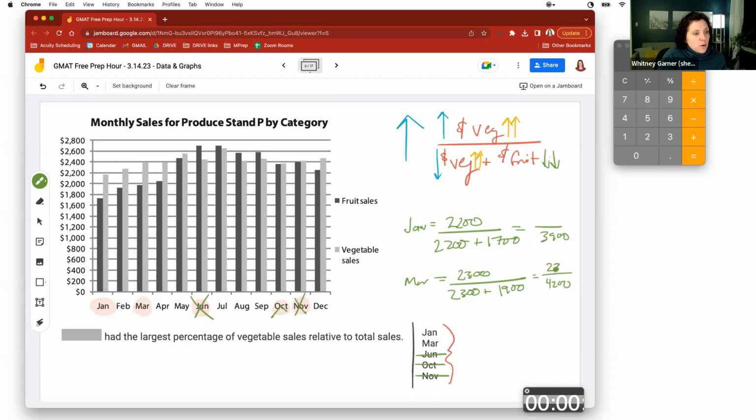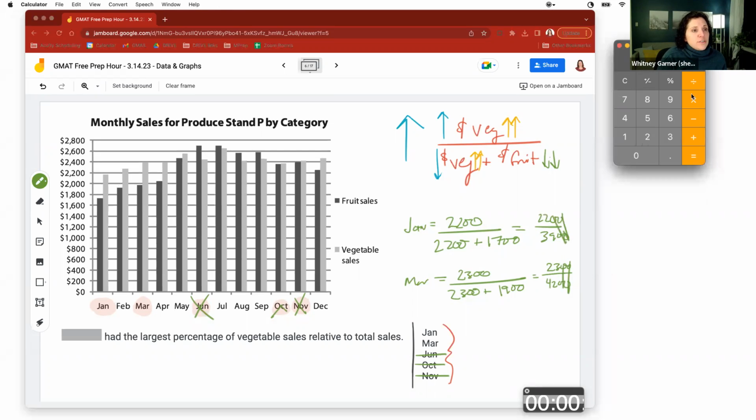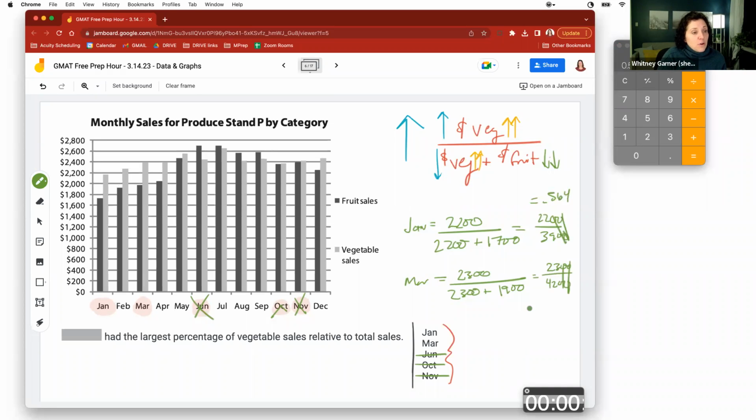And so I've got 2,300 and 2,200. I'm going to kill off some zeros here. So my options are 22 divided by 39, which is 0.564, so 56.4%, or 23 divided by 42, which is 0.548. And so January is our winner.